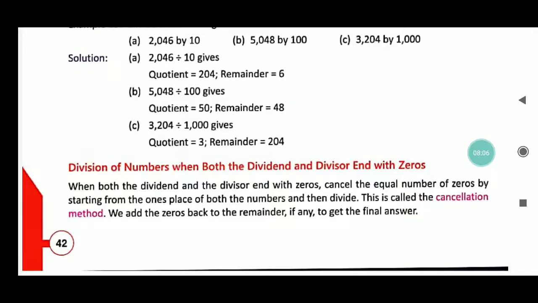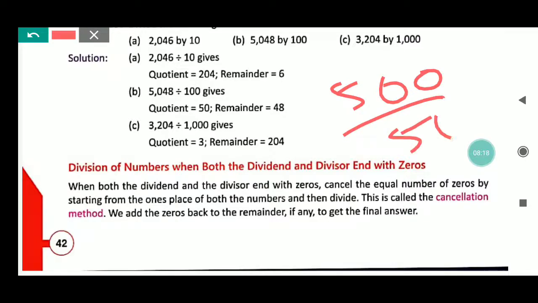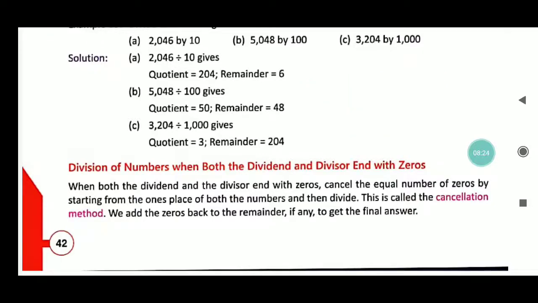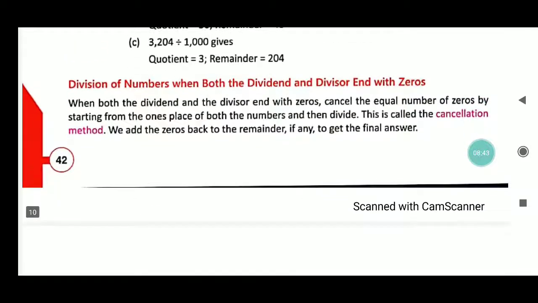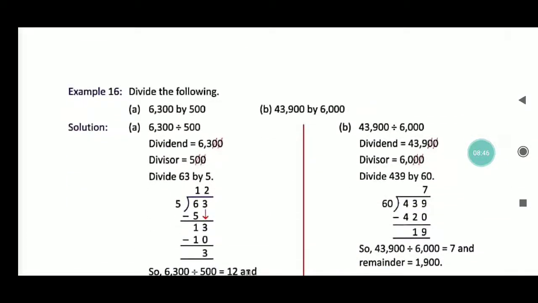Now division of numbers when both the dividend and divisor end with 0. Suppose here 500 divided by 50, both are ending with 0, that means 10. When both the dividend and the divisor end with 0, cancel an equal number of zeros, starting from the ones place of both the numbers, and then divide. This is called the cancellation method. We add the 0 back to the remainder, if any, to get the final answer.